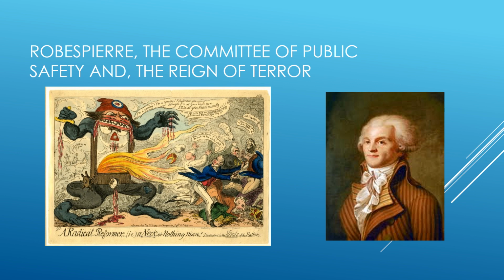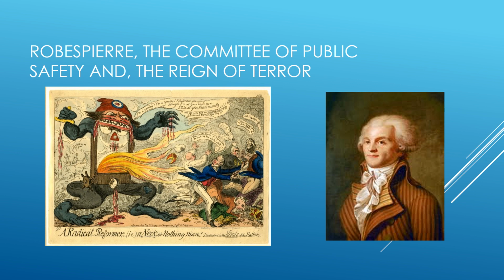Now, King Louis is put on trial, and he's executed by guillotine in January of 1793. So basically, that's pretty much the beginning of this radical phase that I just mentioned a little bit ago. Robespierre, pictured here on the right, is the leader of the Jacobins. He's kind of the symbol of this radical phase of the revolution.